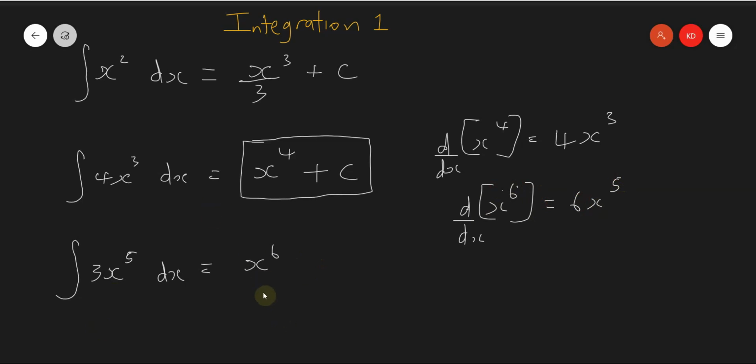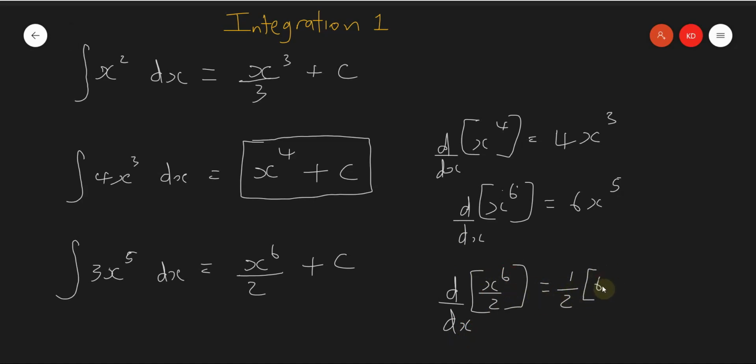So basically what happened is we halved the 6 in order to get 3x to the 5th power. We just halved it in order to get the correct answer. If we test it, d/dx of x to the 6th over 2, we keep the coefficient. When we differentiate x to the 6th, what we get is 6x to the 5th power, and half of 6x to the 5th is 3x to the 5th power, which is what we have here to integrate.